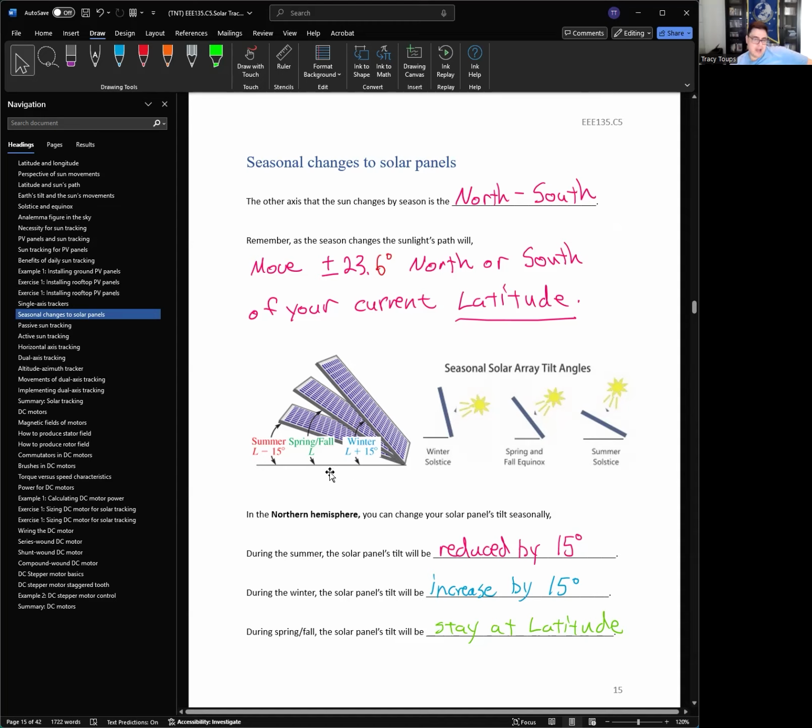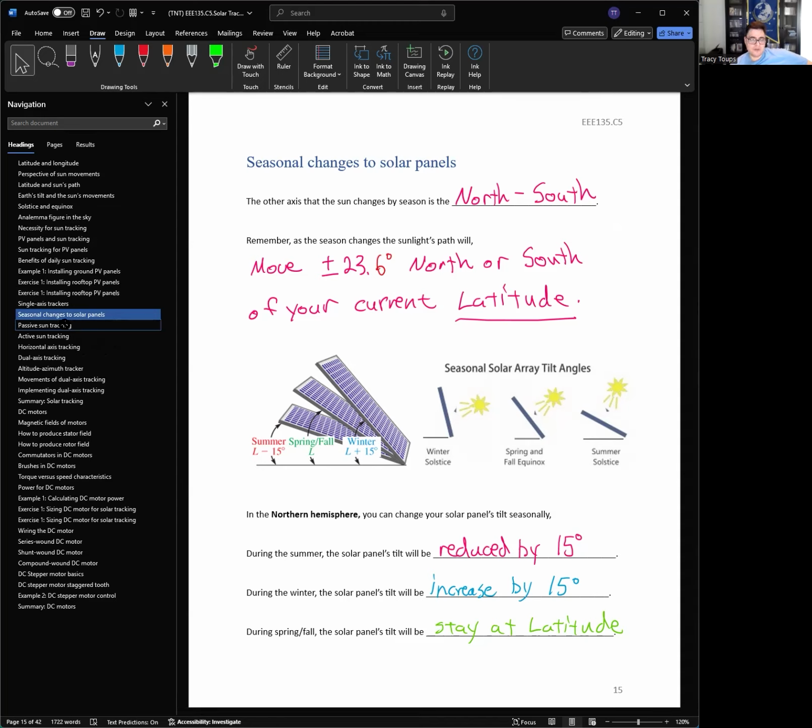Now, obviously, most people are lazy. They're not going to do this. They're just going to keep it at the spring and fall setting. But if you want to eke out a little bit more power, and you don't mind climbing on the roof and changing this, or maybe it's in your backyard on the ground, then yeah, go ahead and change it. Okay.